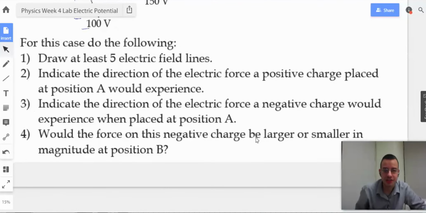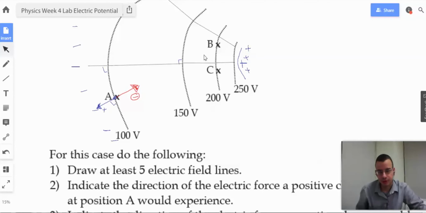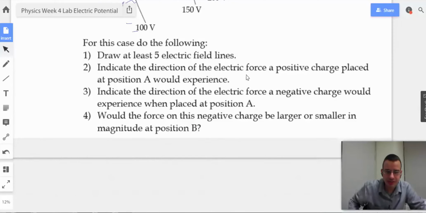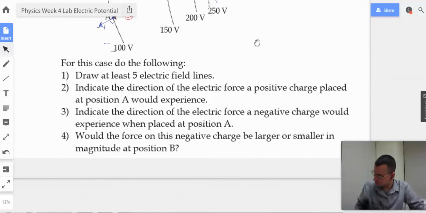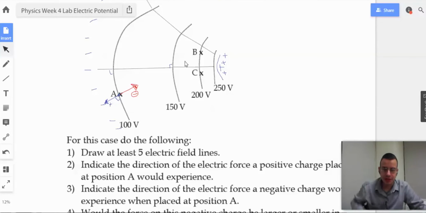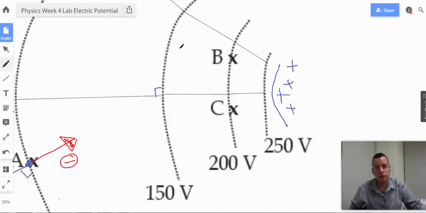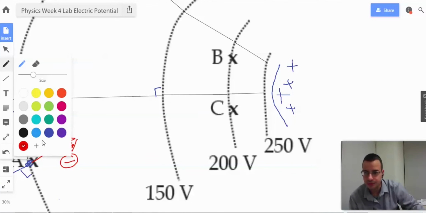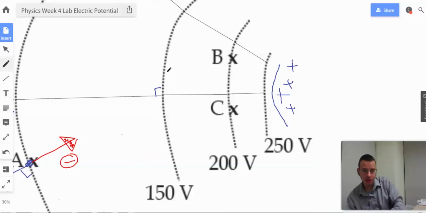Would the force on this negative charge be greater or smaller in magnitude at position B? So we're comparing A and B.